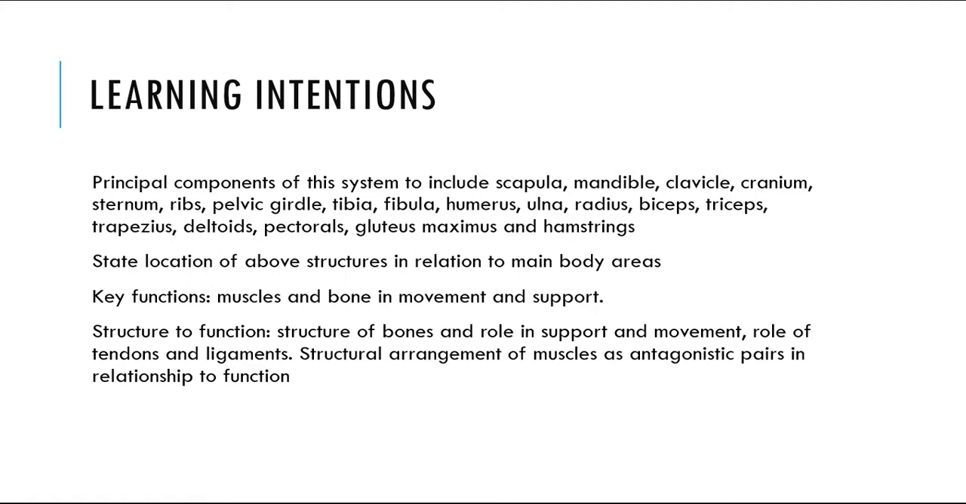Your need to know structures for the skeletal system are the scapula, the mandible, clavicle, cranium, sternum, ribs, pelvic girdle, tibia, fibula, humerus, ulna and the radius. We'll also look at where in the body each of these structures are located and talk about some of their main functions.